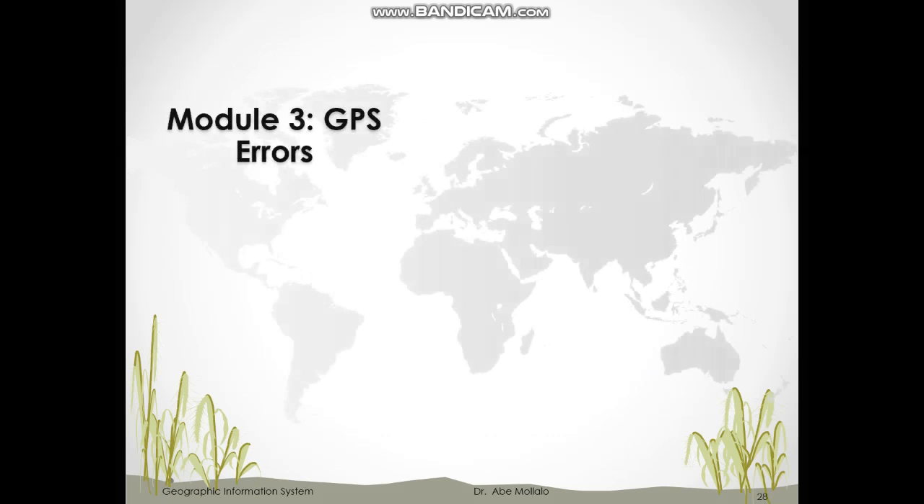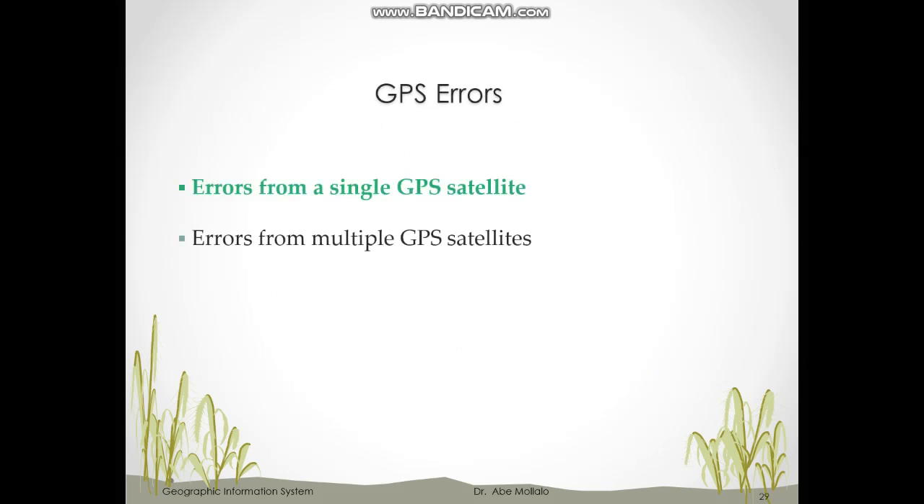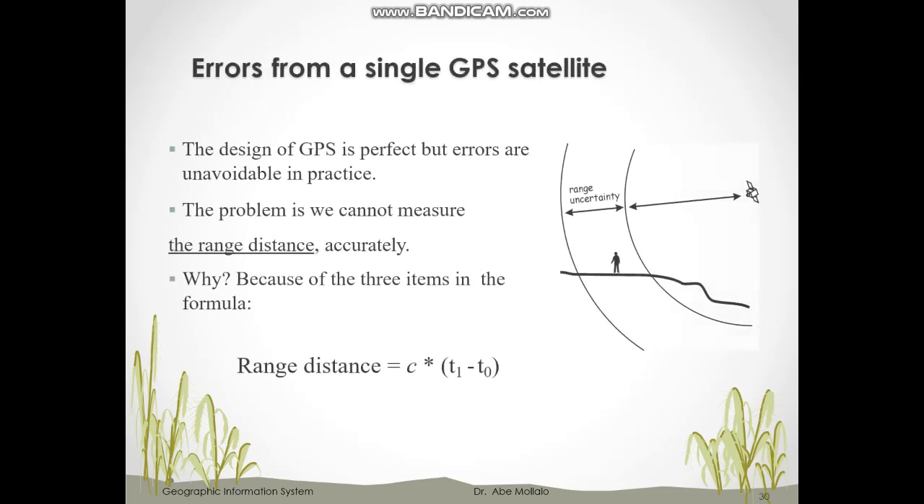So let's move on to the last module. So far we learned the working principles, and theoretically the design is perfect, but in practice there are always issues that cause error. In this module, we will review the sources of GPS errors. Let's first talk about the simple scenario which only concerns a single GPS satellite. The design of GPS is perfect, but errors are unavoidable in practice. The problem is we cannot measure the range distance accurately.